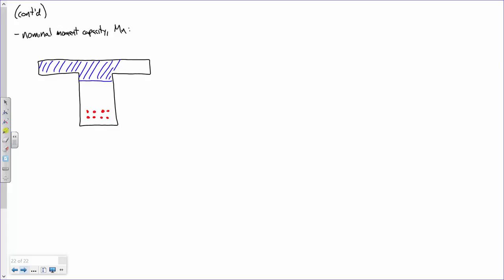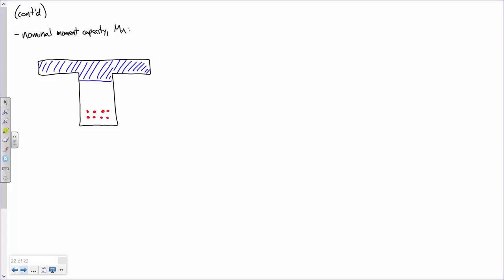Okay, so let me show you how I'm going to do this for nominal moment capacity. Okay, so here's our T-beam, and we've got some steel here, and I'm drawing 8 bars, it doesn't matter, it's just a bunch of steel. And I got a stress block that looks something about like that. Okay? Everybody okay with that?